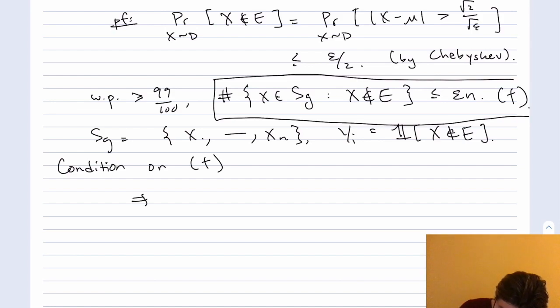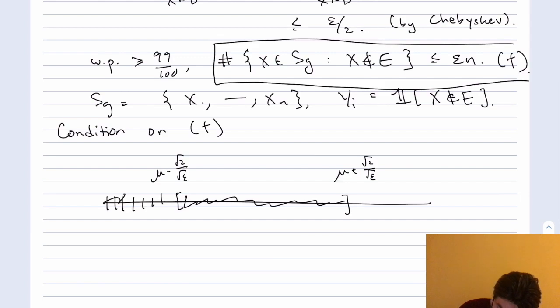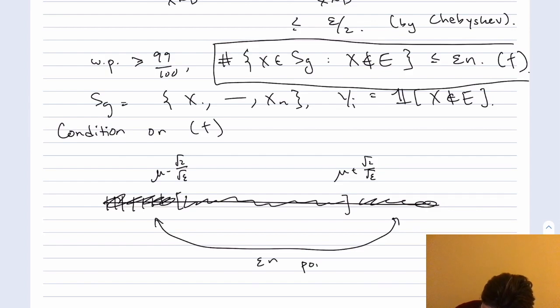This implies that, well, this is exactly what it implies about the good points. But let me draw this pictorially, actually, sorry. What it means is that if I have this interval, so this is mu minus root 2 over root epsilon, this is mu plus root 2 over root epsilon, it says that outside this interval there's at most epsilon n points from S sub good. Okay, good. So now I claim that this actually gives us the claim directly.